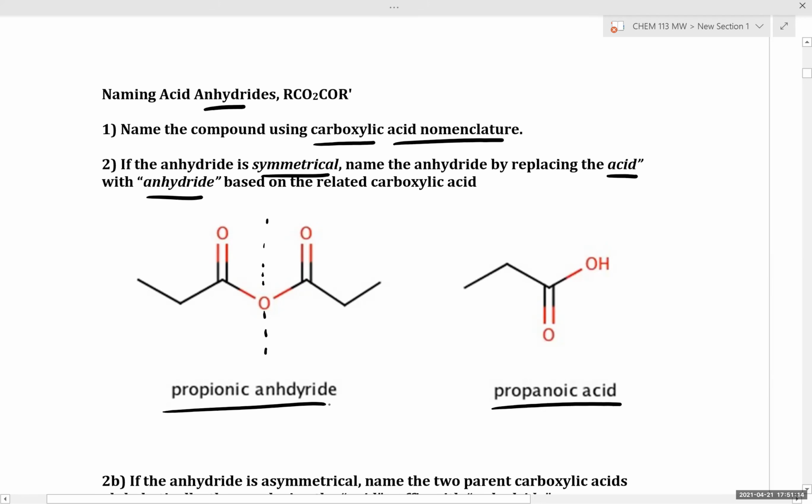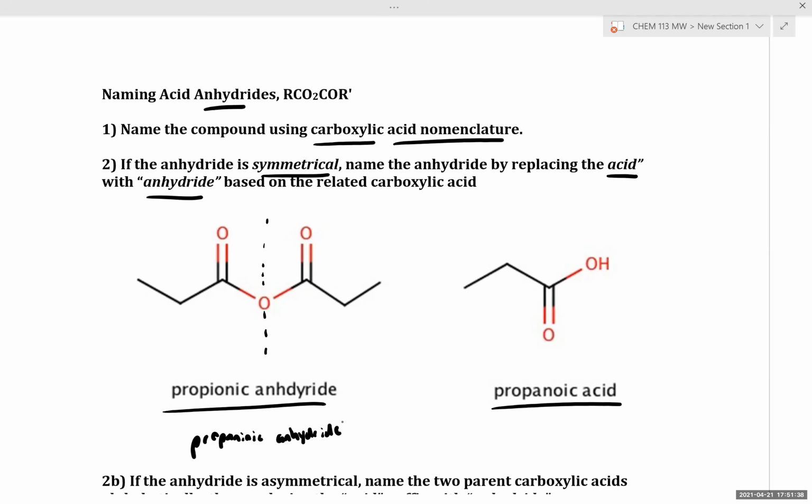Now I admit that this example is a bit odd because propionic anhydride is a bit of an informal name. You can also call this propanoic anhydride, though propionic anhydride is far more common as the colloquial common name for this anhydride.